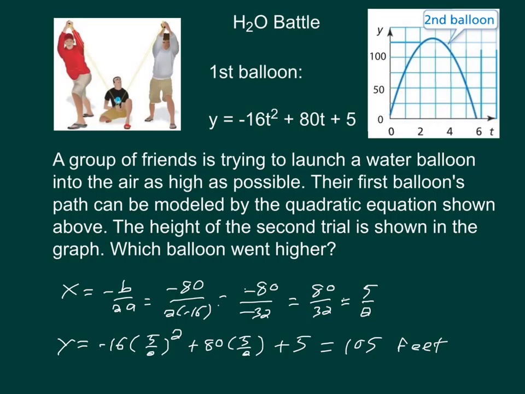So what we see here is the first balloon got launched to a total height of 105 feet. Pretty impressive. However, when we look at the second balloon, the vertex right here has a y value of above 125. Can't tell exactly what it is, but our scale there is by 25. So our second balloon actually ended up going higher. Must have adjusted the shot a little bit to make it better.